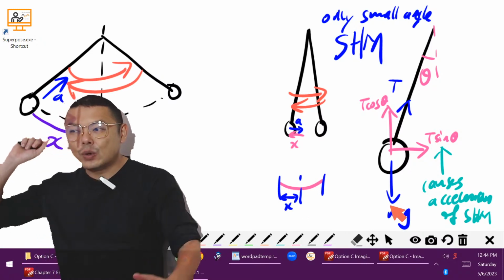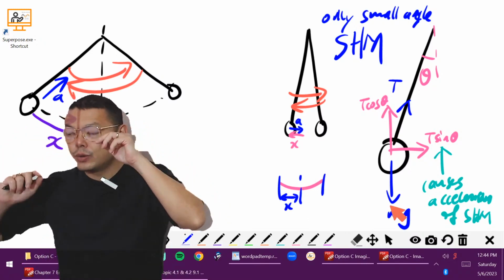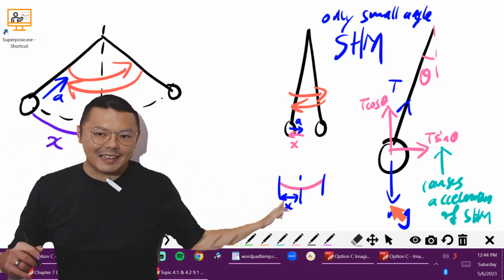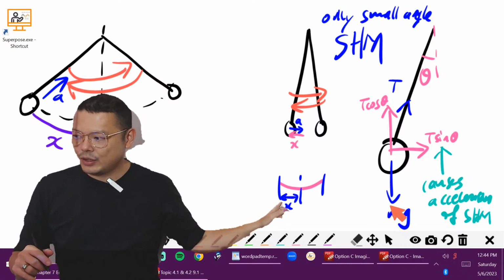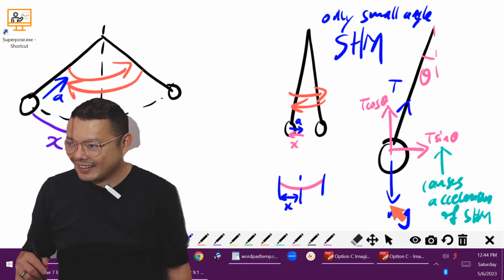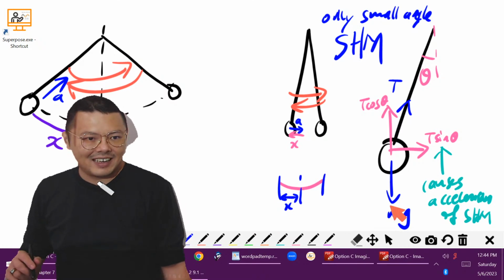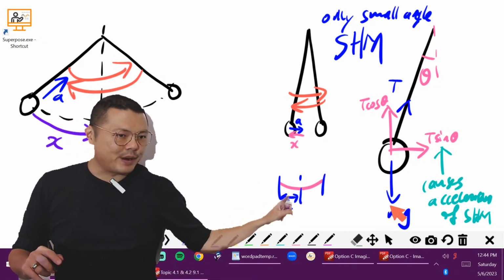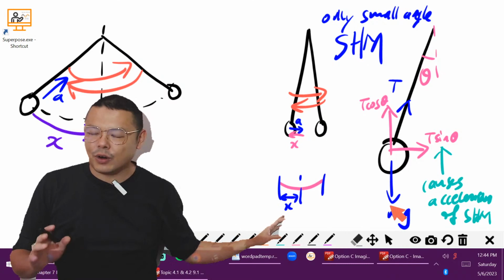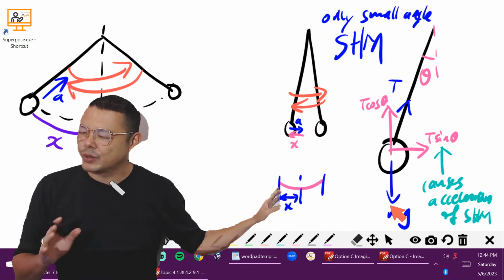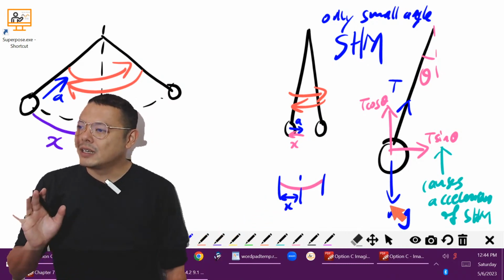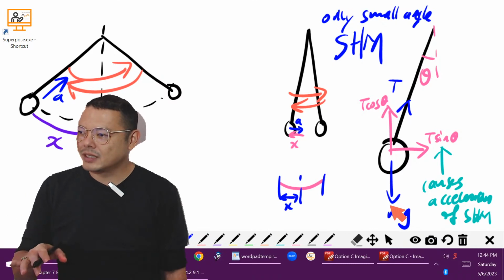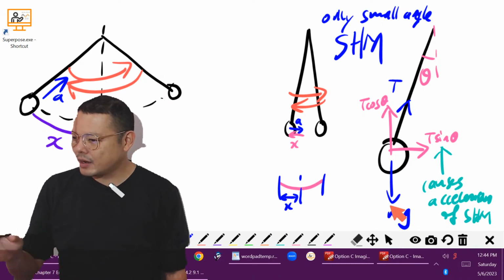I don't know whether you remember this from Sec 4. When do you approximate arc length to be equal to chord length? When does it happen? Small angle approximation. Do you remember that? Small angle approximation.